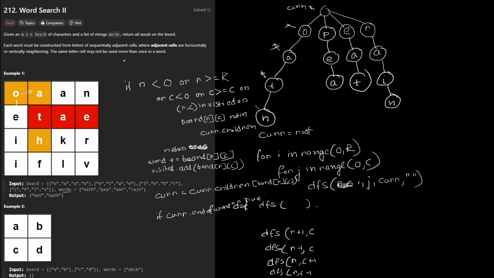So we can also have our result, which you can assign as a set for now. So I can say res.add(board of R and C). That's the basic idea, and it is going to get added in this way, right? Our result is going to have O, A, P, H.